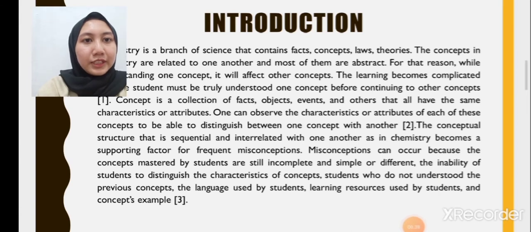A concept is a collection of facts, objects, events, and others that all have the same characteristic or attribute. One can observe the characteristics or attributes of each of these concepts to be able to distinguish one concept from another. The conceptual structure that is sequential and interrelated, as in chemistry, becomes a supporting factor for frequent misconception.